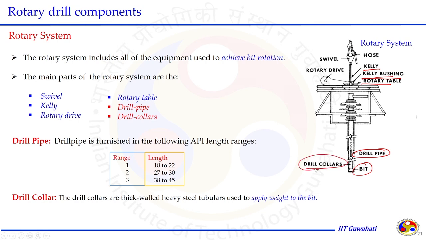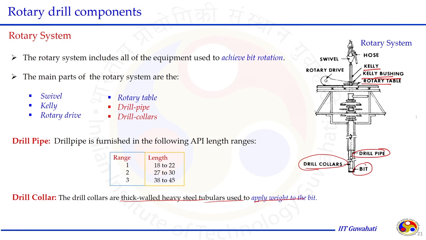So the connection between the drill string and the drill bit is a very heavy weight section that's called the drill collars. So the drill collars are thick-walled heavy steel tubulars used to apply weight to the bit. So the bit motion is happening in the vertical down direction only.